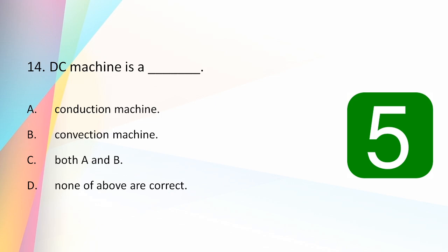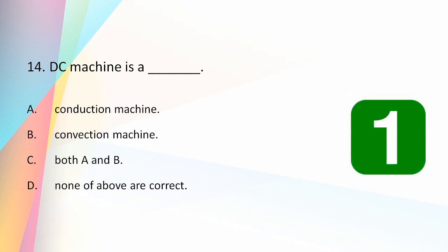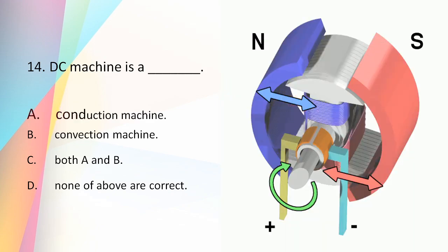DC machine is a conduction machine, convection machine, both A and B, none of the above are correct. And the answer is conduction machine. So a DC machine is basically a conduction kind of machine.